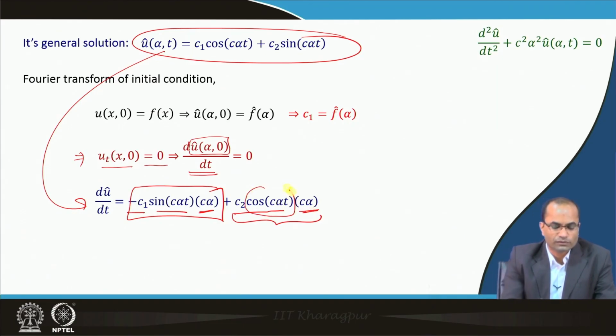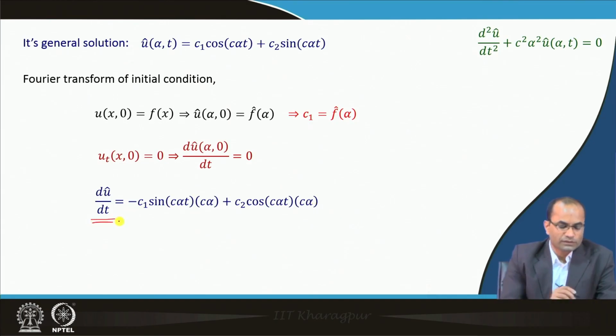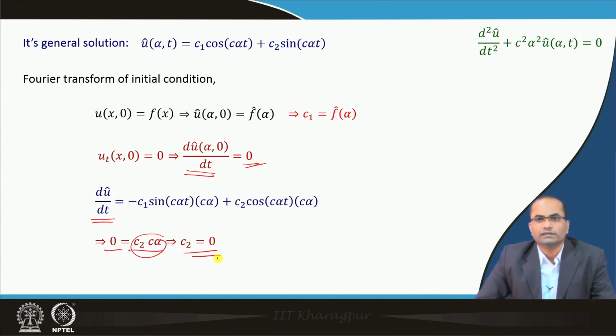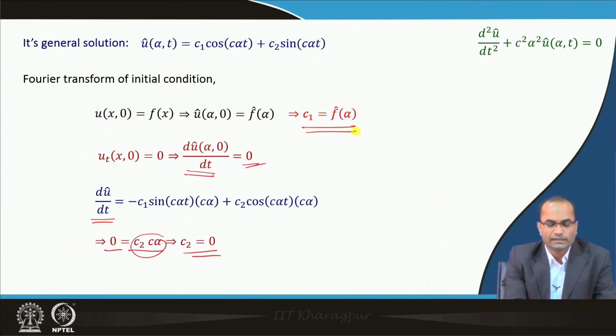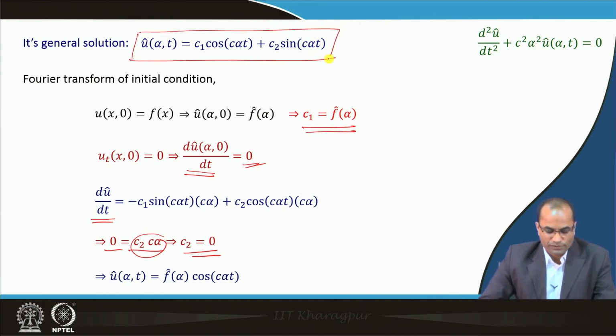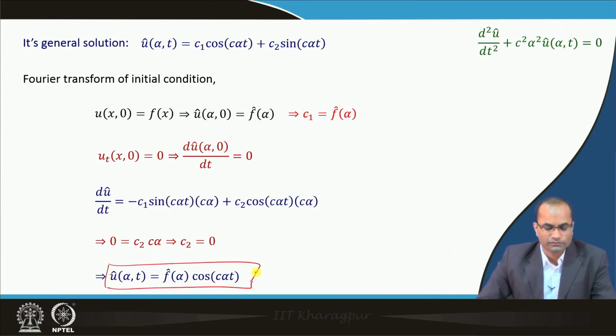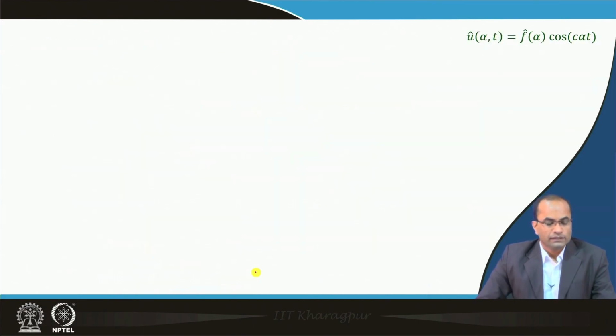So, cos 0 will be 1. So, we have c2 times c alpha is equal to the derivative of u hat, and the derivative of u hat at t equal to 0 is given as 0. So, we notice here that c2 c alpha is 0, that means c2 is 0 and c1 is f hat alpha. That means our solution for u hat is much more simplified now, and we have only the f hat alpha and the cos term with c alpha t.